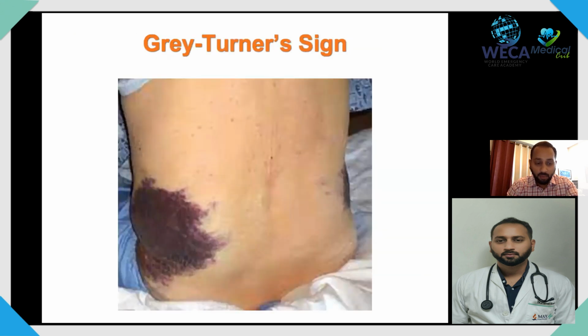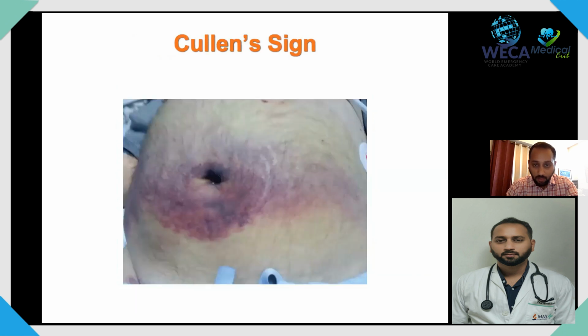Next, there can be Grey Turner sign, again in retroperitoneal hemorrhage, in kidney injuries, that is bruising of one or both the flanks. There is Cullen sign, that is periumbilical ecchymosis and superficial edema. Now, this sign was first described in a ruptured ectopic in 1916 by Edward Cullen. What we usually read in medical school is that it is a sign of hemorrhagic pancreatitis, but we can also see this in ruptured spleen.